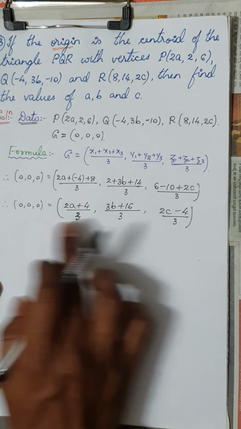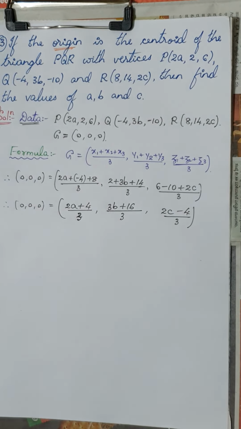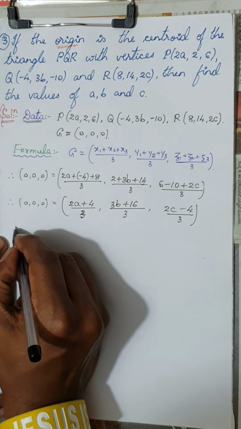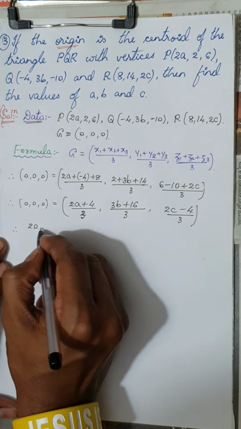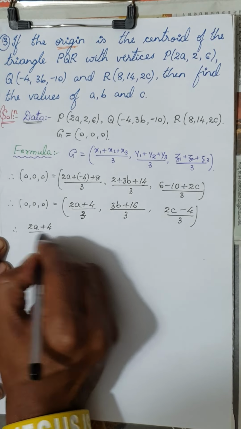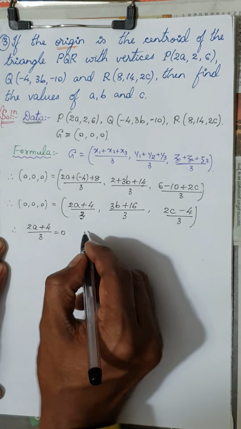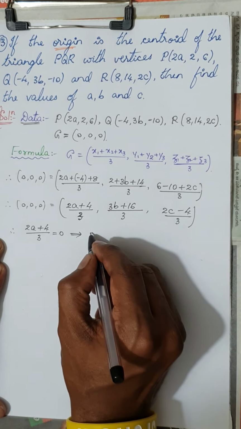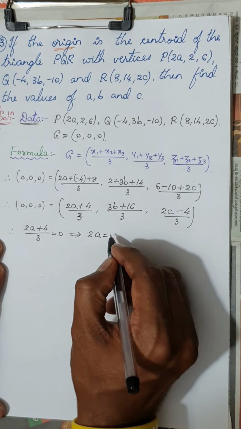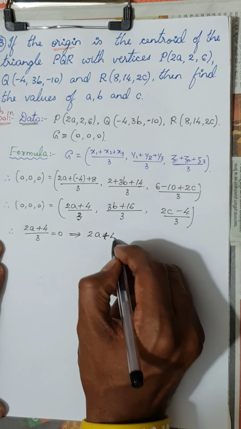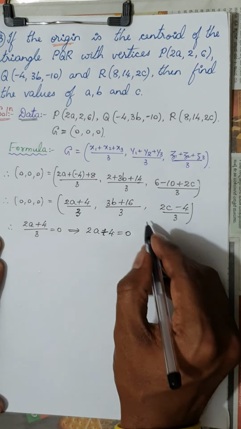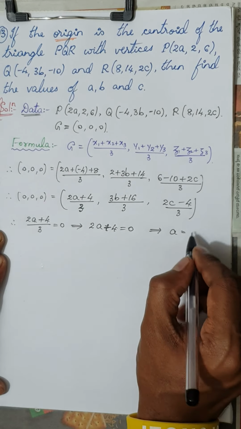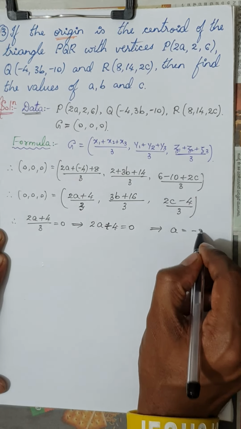Now he is telling you these two coordinates are the same. Okay, since it says they are equal, we equate. So equating, you get 2a plus 4 divided by 3 is equal to 0. Cross multiplying by 3, the right side becomes 0. You will get 2a plus 4 is equal to 0. Equating this, your a value is equal to minus 4 by 2, that is nothing but minus 2.